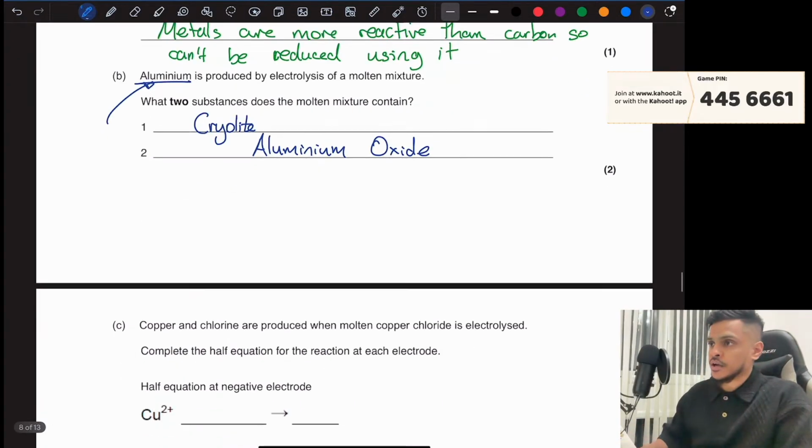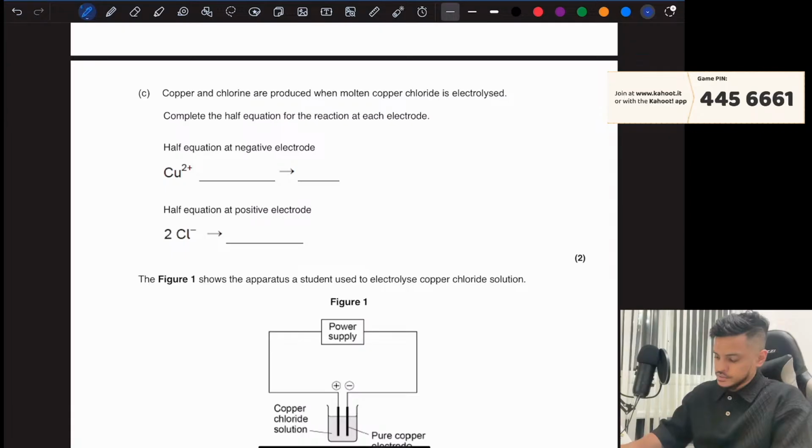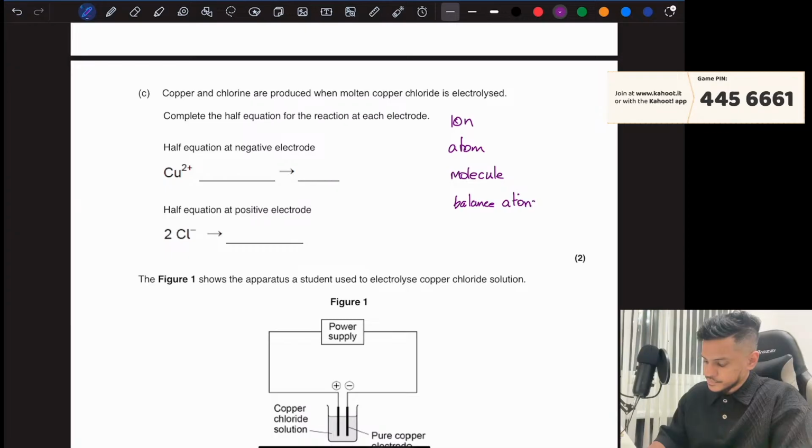There we go. Not a catalyst. No, it's not a catalyst. Half equations. Those of you who come to my classes know the steps I always tell you to follow when it comes to half equations. Ions, atoms, molecules. So check whether it's diatomic. Then balance atoms, and then balance electrons.